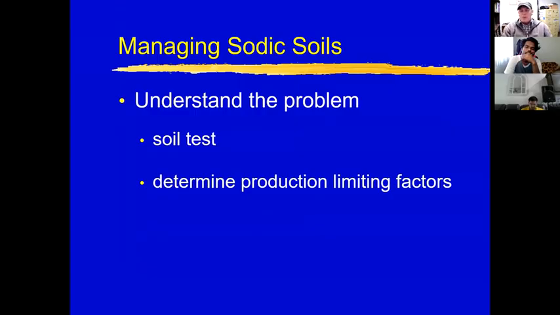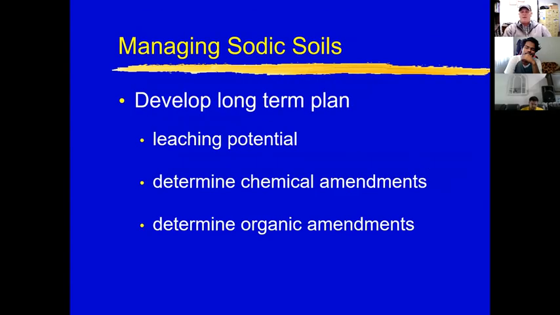So in order to properly manage sodic soils, you have to develop a plan, because there are ways of getting rid of it, but there might be some things that get in your way. Okay, we have to consider leaching potential. Like I said, all this stuff's going to have to be leached out, and if we don't have any means for drainage or water movement, it's going to be really, really tough. Okay, and then we can determine chemical and organic amendments. I'll talk about these in just a minute, but it's a long-term management thing that we have to do.